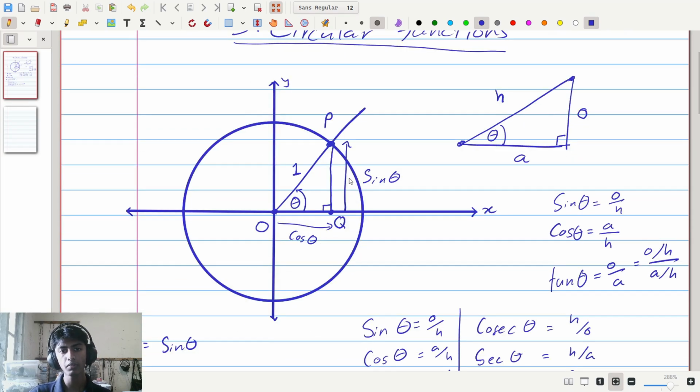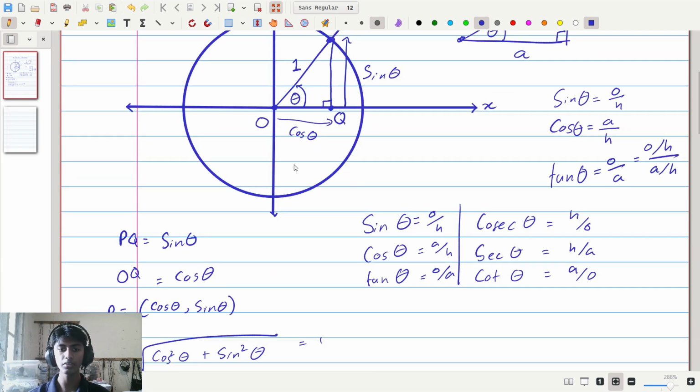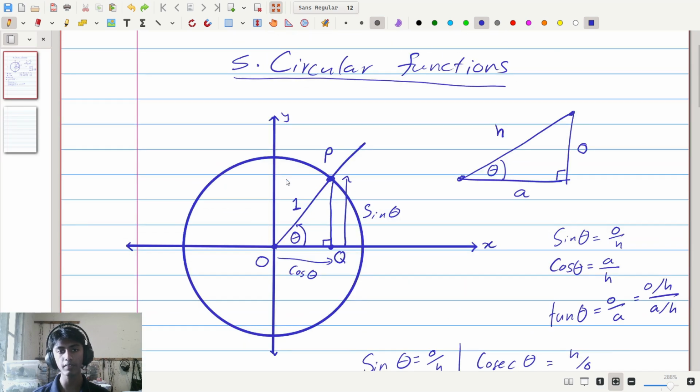Next, we have shown in this circle sine theta and cosine theta. What about this other length that I have shown here? What's this tan theta? This ratio tan theta, where can we find it? Well, you can actually get a hint from the name of the function. The name of the function is tan theta or tangent of theta.